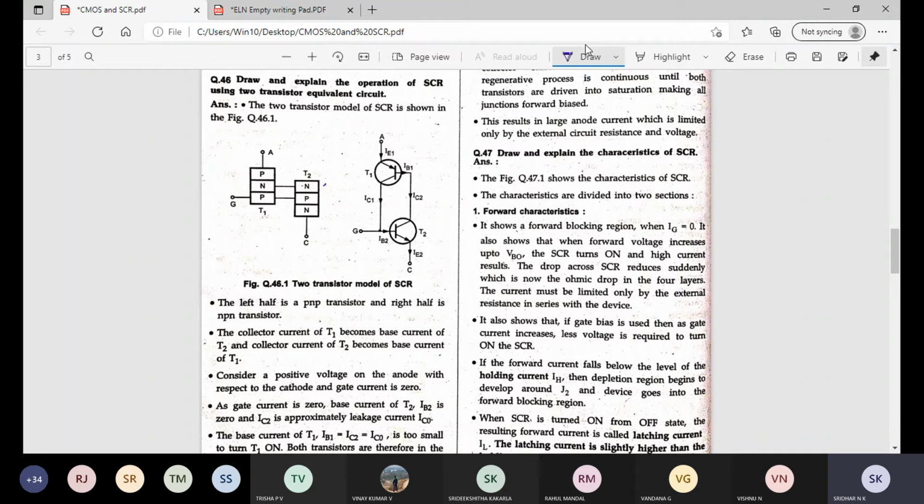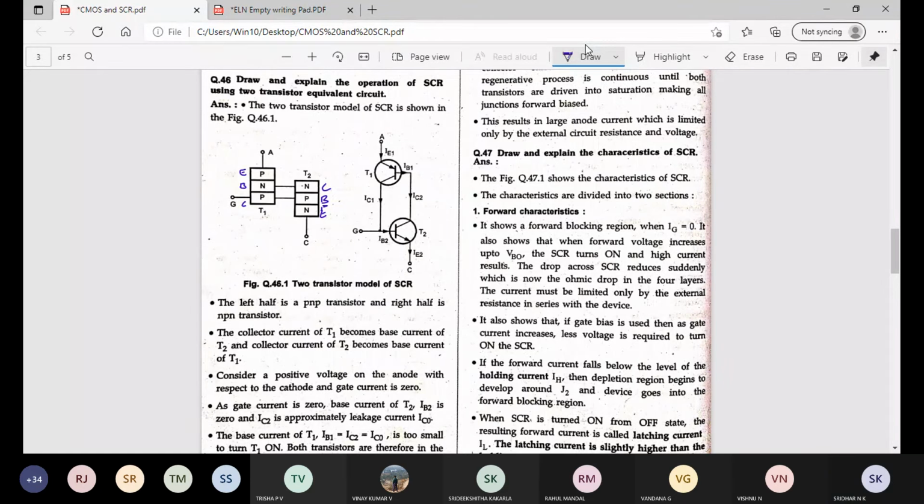Okay, this is collector, this is base and this is emitter. Similarly, if you come this side, for PNP transistor, this is emitter, this is base and this is collector. That means it is connected back to back. Back to back means, if you see here, it is emitter, base, collector, but here it is collector, base, emitter. That's why it is connected back to back.